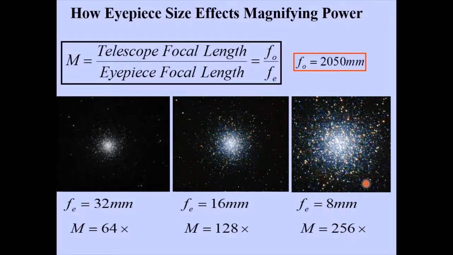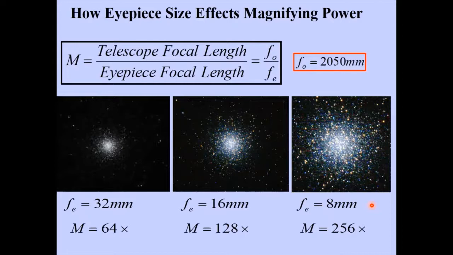Now you might be wondering, why don't we just keep going? Can't we go to 1,000 times or 1,000,000 times even? Well, the problem is, remember, once we start magnifying too much, we start to lose information. We saw what happens if we take a blurry picture and we zoom in on it, it doesn't look any better, it starts to look worse.